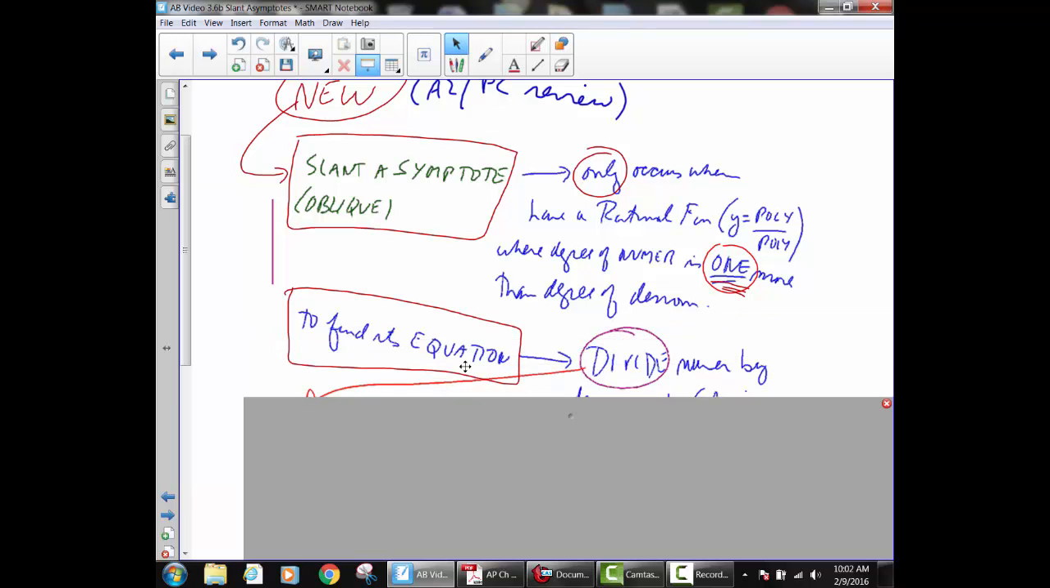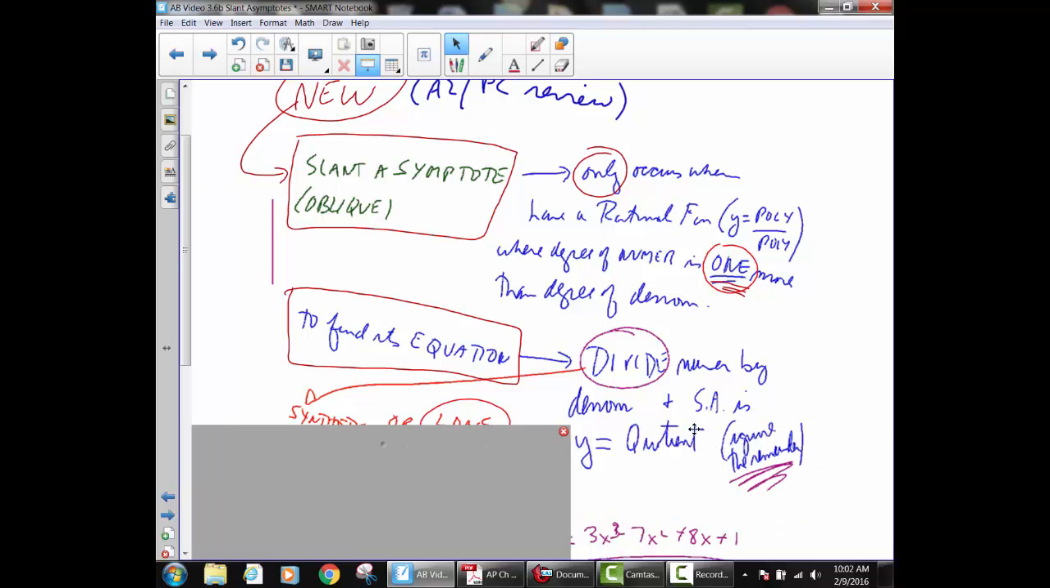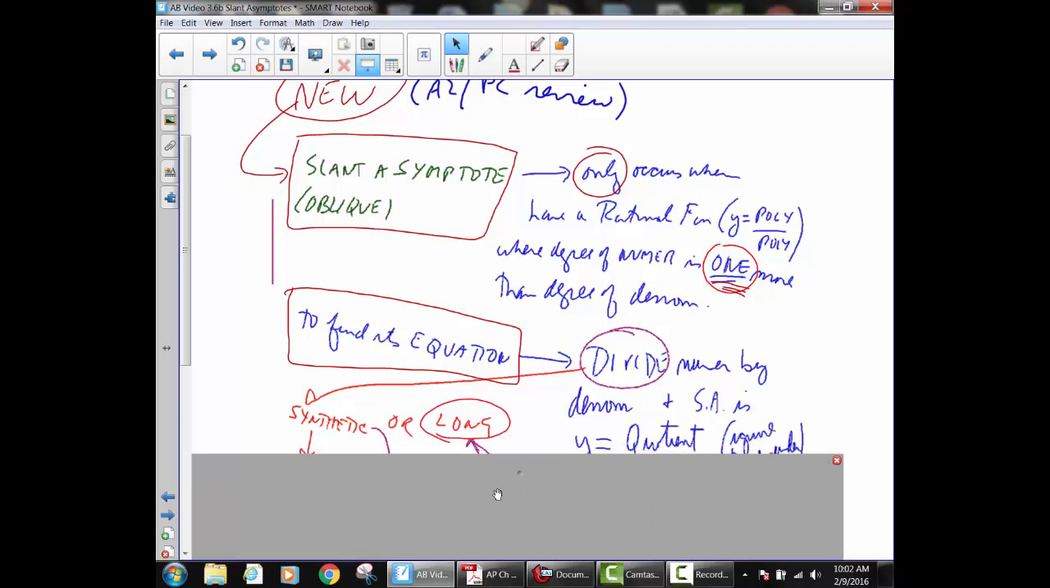To find the equation of the slant asymptote, you're going to divide the numerator by the denominator, and the slant asymptote is going to be y equals the quotient you get. You're going to ignore the remainder. Now, there's two kinds of division. There's synthetic division and long division.